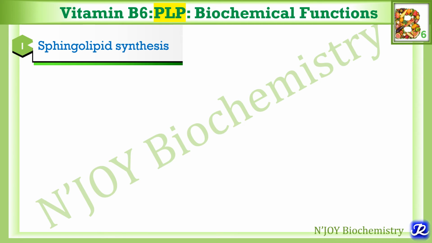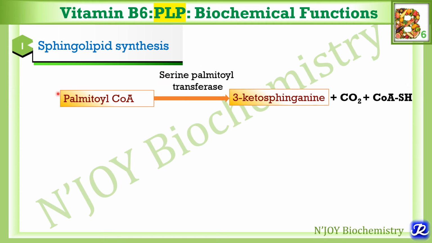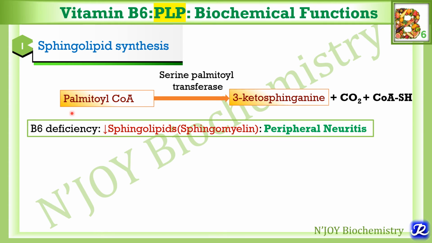The next biochemical function is sphingolipid synthesis, sphingomyelin synthesis. The reaction of palmitoyl-CoA to form 3-keto-sphinganine requires serine palmitoyl transferase, and this reaction requires pyridoxal phosphate. So if there is vitamin B6 deficiency, there will be decreased sphingolipid formation. It will lead to decreased sphingomyelin, which is required for the myelination of nerves. So there will be demyelination, and it will result in the neurological symptoms associated with vitamin B6, that is PLP deficiency.